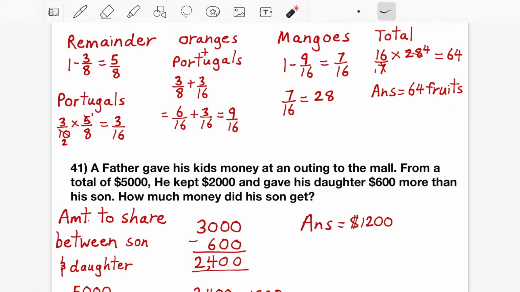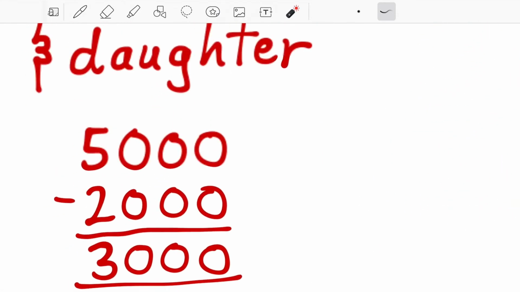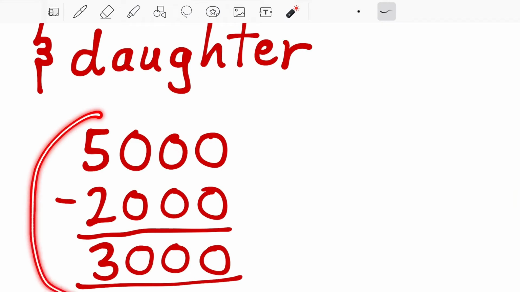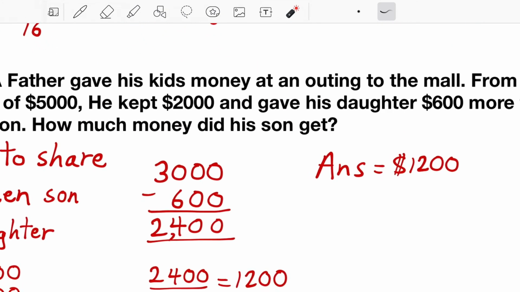Number 41. A father gave his kids money at an outing to the mall. From a total of 5,000, he kept 2,000 and gave his daughter 600 more than his son. How much money did his son get? So let's take away the amount that he kept to see the amount that was shared. So 5,000 take away 2,000 is 3,000. That's easy. We can work that mentally.